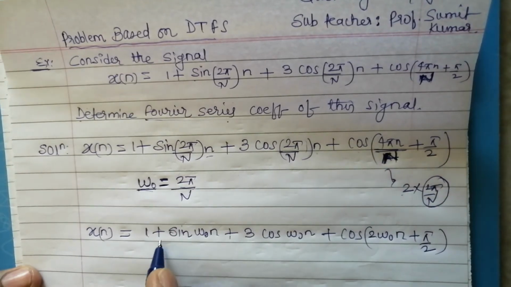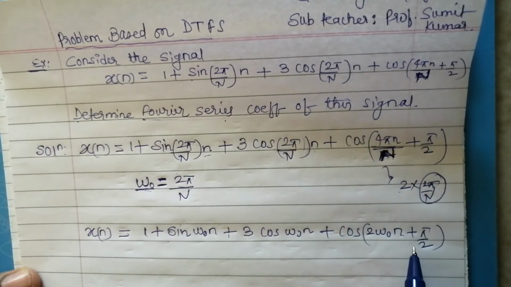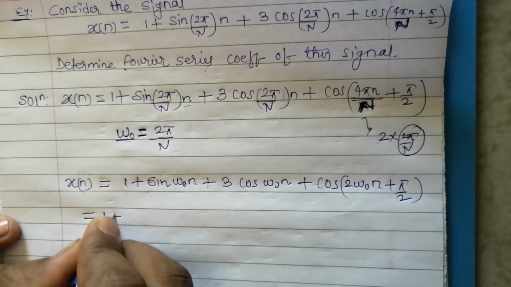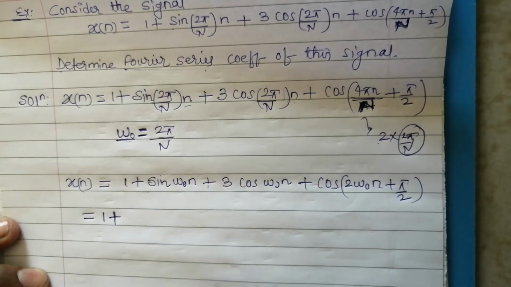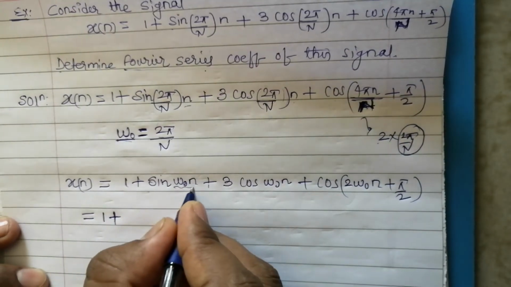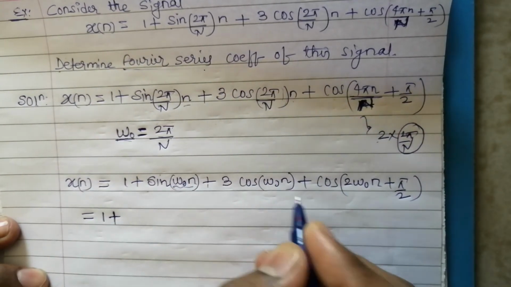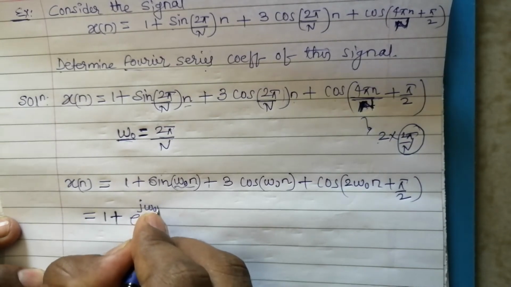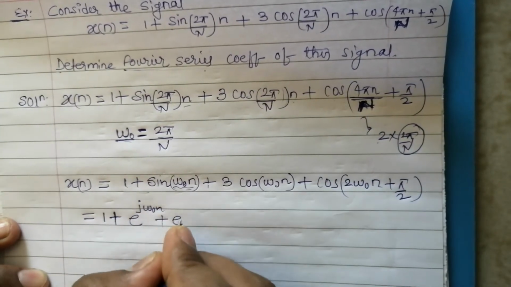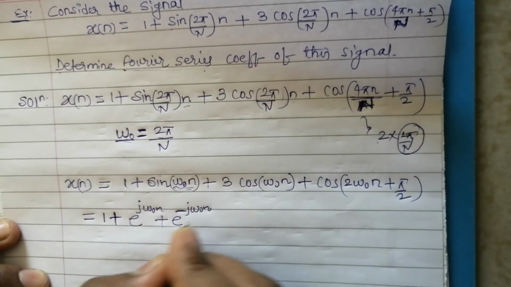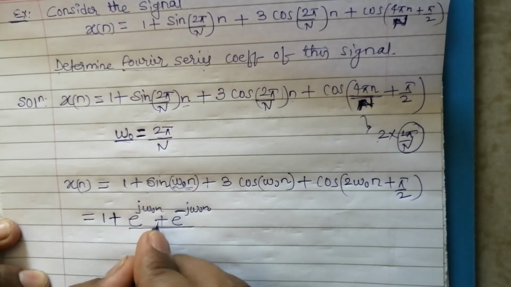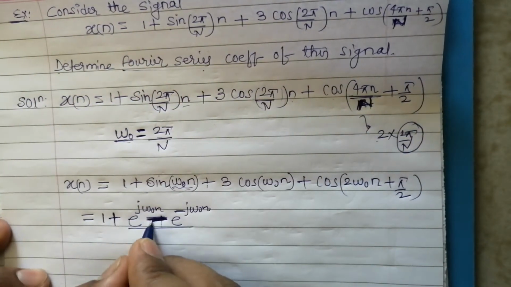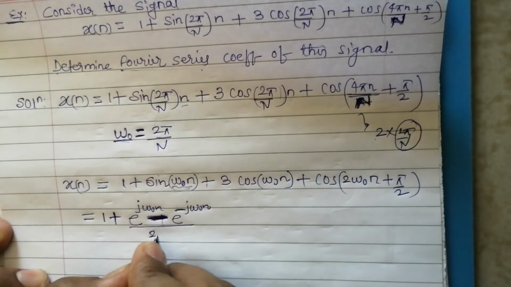Now the next step is to express all the sine and cosine terms in terms of exponentials. We know how to write sine theta and cos theta in terms of exponentials. Sine theta, where theta is omega naught n here, can be written as e raised to power j theta minus e raised to power minus j theta divided by 2j. This is sine, so there is a minus sign.